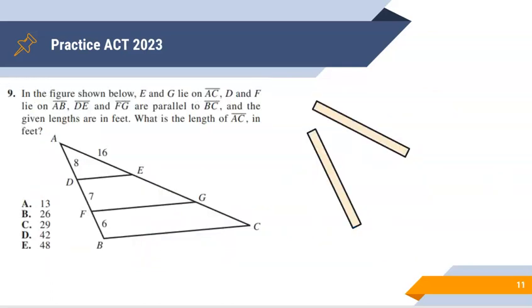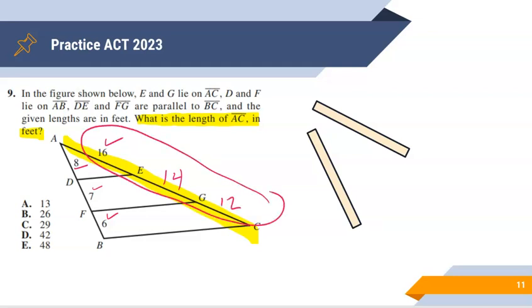Okay, number 9 can be done many, many ways. They want to know what's the length of AC. How long is this side here? Well, many people notice that 16 was double of 8. So if this is 7, then this is 14. If this is 6, this is 12. We add up those sides and we get D, 42.